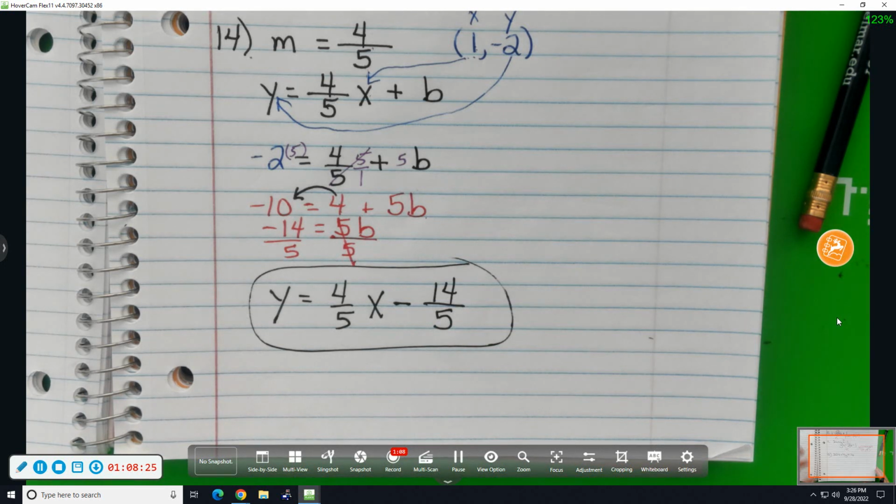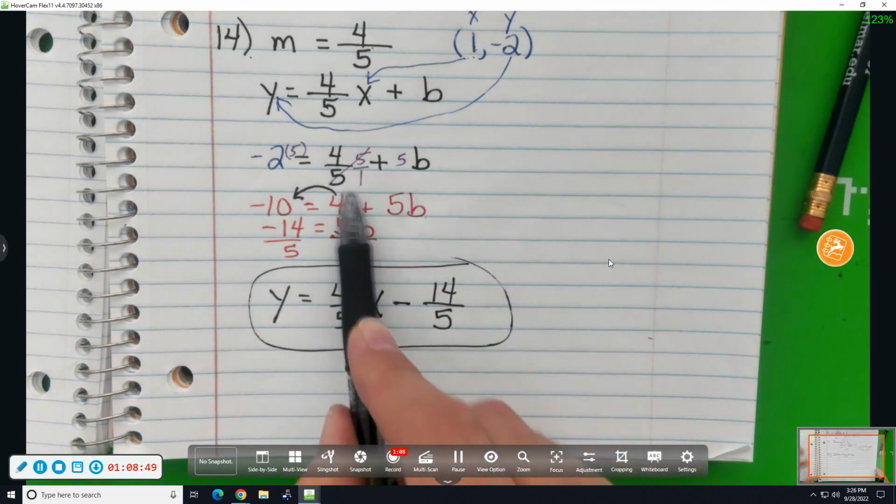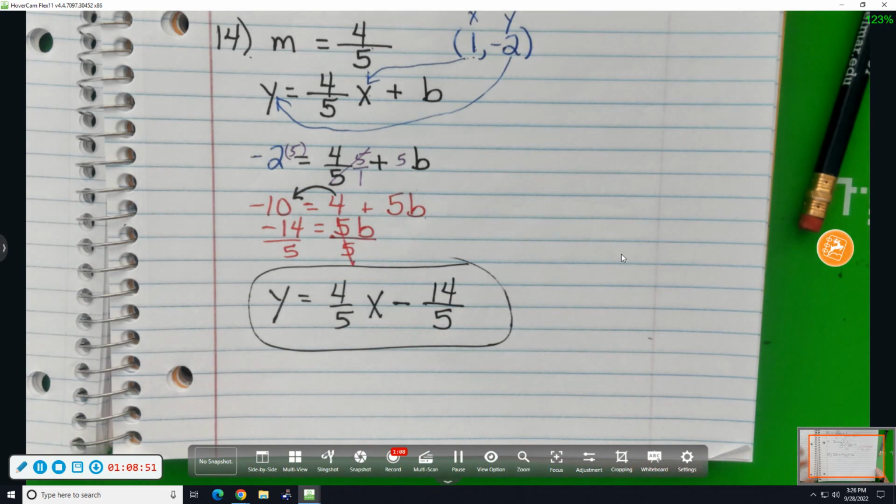Do y'all see how I got rid of the fraction by multiplying straight through by 5? You could have worked with the fraction, negative 2 minus 4/5. You would have had to get a common denominator and combine the fractions. It seems from past experience, students mess up on the fractions less using this method right here. Multiply by that denominator and get rid of it.